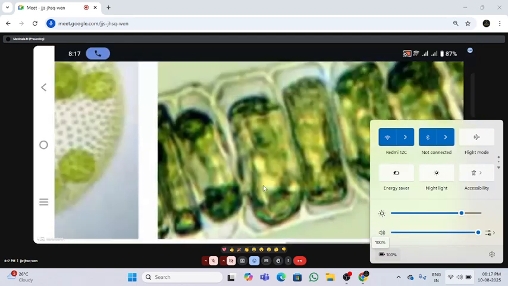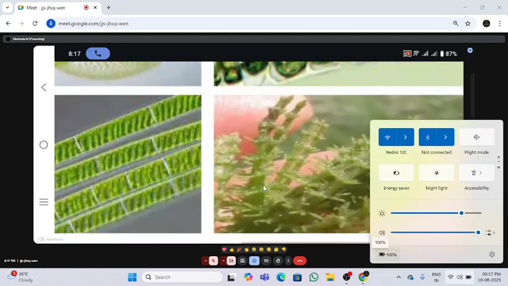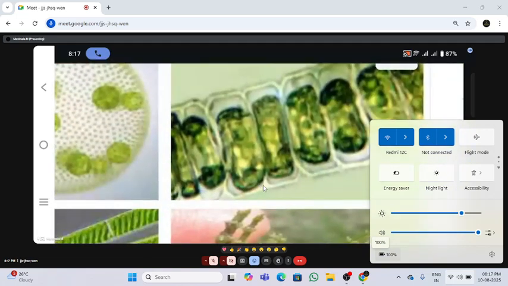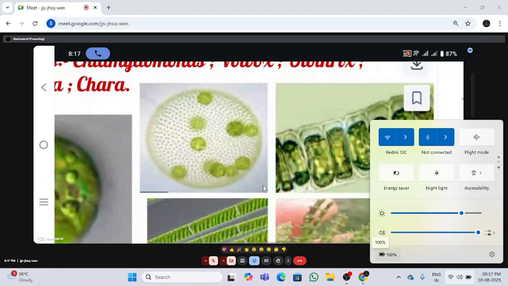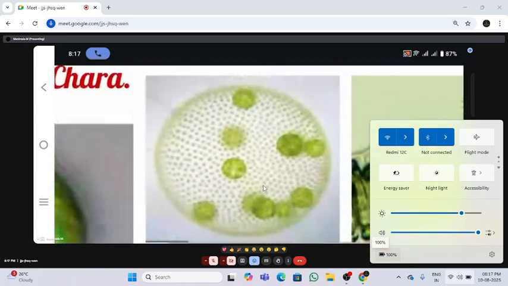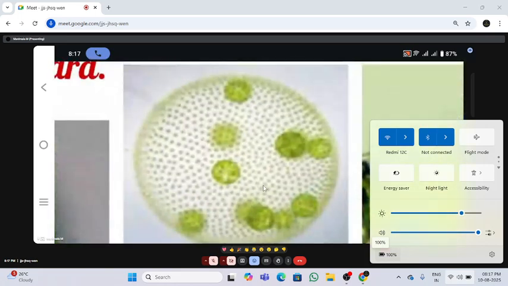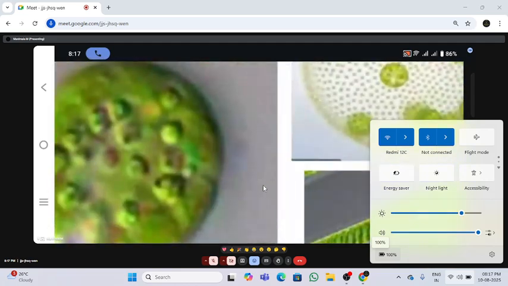Everything here is thallus form. This is the filamentous form. This is Spirogyra, the spiral form. And the next one is the palmella stage, this is the algae palmella stage.